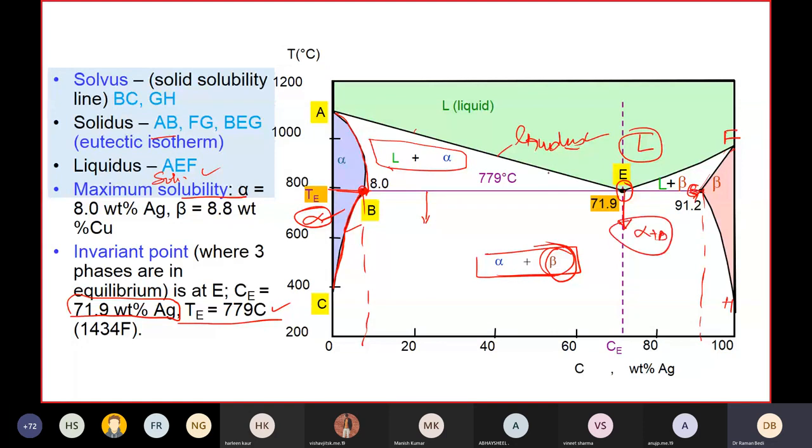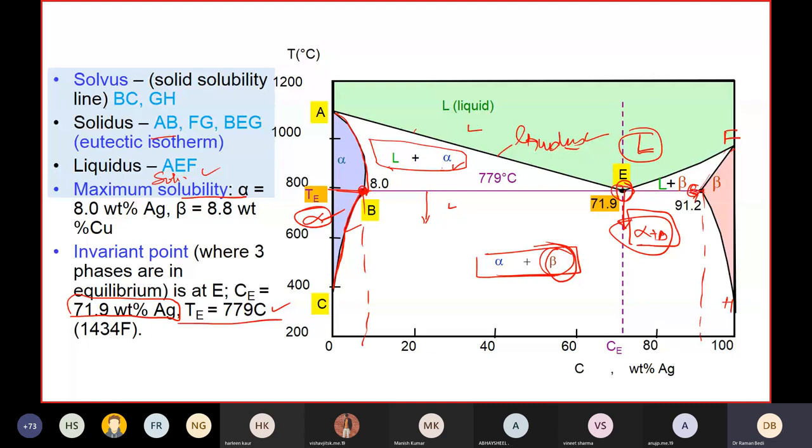and then you will have this liquid transforming directly into alpha and beta, two solid phases. Whereas at any other point, you observe liquid, then two phases, liquid plus solid, then solid. But at this point, you have liquid, and then directly the two solid phases. Keep it in mind, eutectic reaction is a reaction where a single liquid phase transforms into two solid phases. That is very, very important.